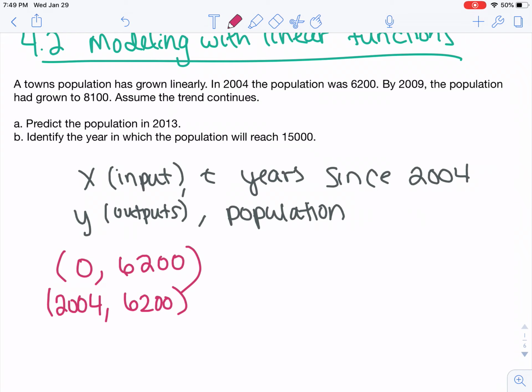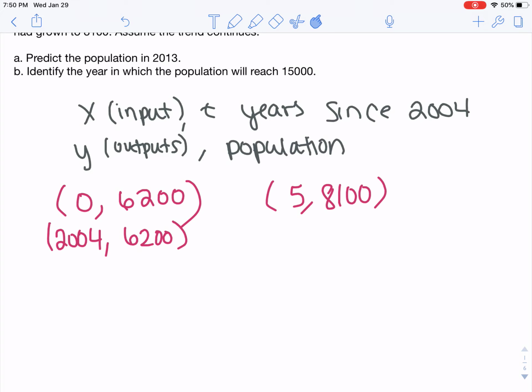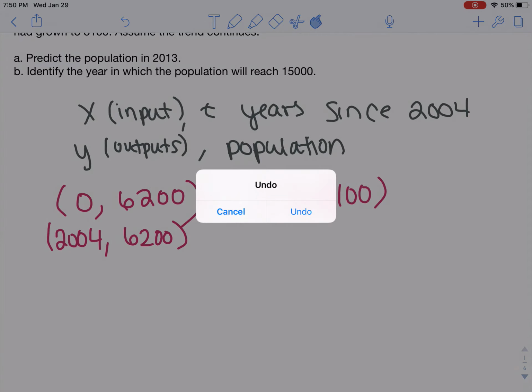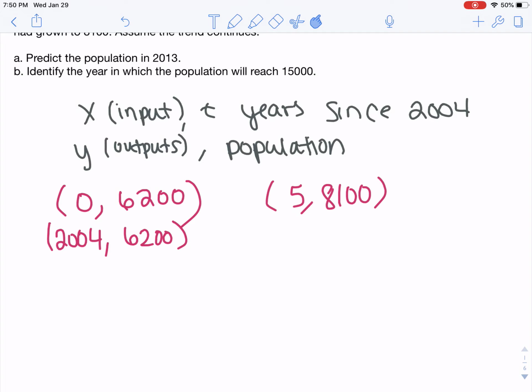In 2009, the population had grown to 8,100, so that is going to be 5 years later. And that population is 8,100. Okay, and again, if you want to do 2009, 8,100, whatever. When I did this, I did the years. I did not do them as 0 and 5. I did them as 2009 and 2004. And it's the same thing as what we're going to do here in the book. So, that's not a big deal either way.